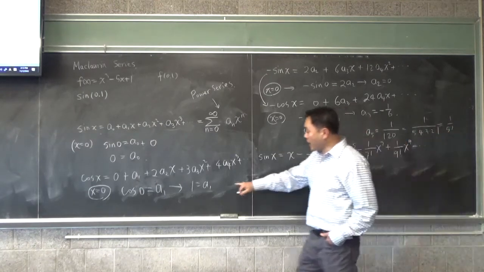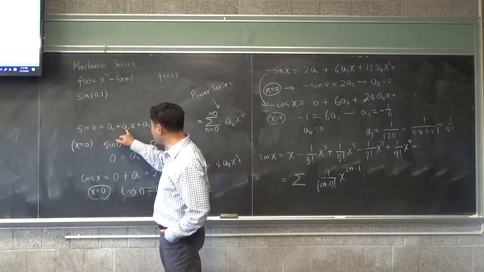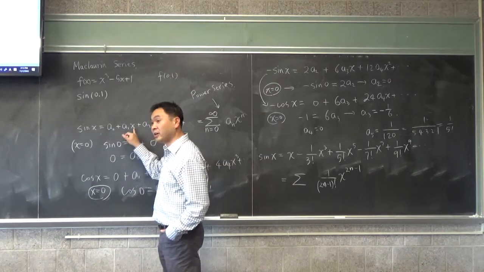Oh, well, because we got A1 as 1. A1 is 1 and A0 is 0. So it's like sine x equals x, and then 0. Okay.